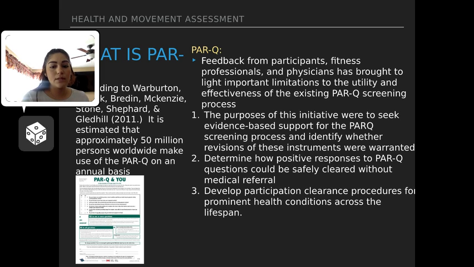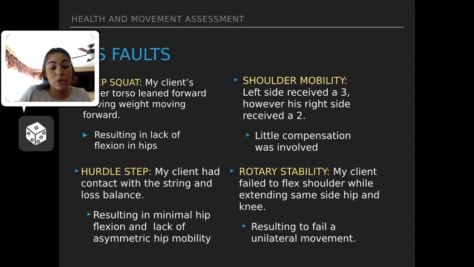So the purpose of this was to seek evidence-based support from the PAR-Q screening process and identify whether revisions of these instruments were warranted, to determine how positive responses to PAR-Q questions could be safely cleared without medical referral. Again, going back to what I said, we sit down, see if our client does have any medical issues, and we don't want to put him through something that could lead him to even more injury in the future. The FMS faults.